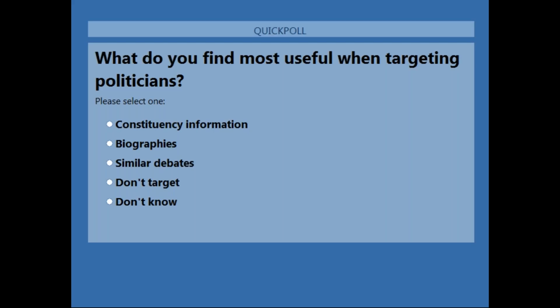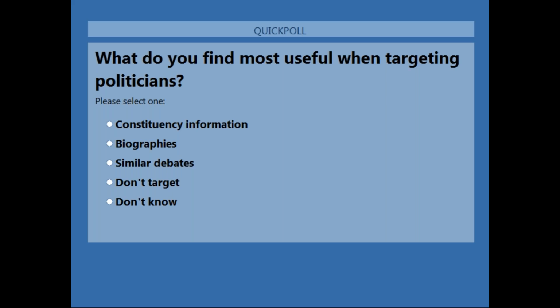So we've got another polling question for you. We were wondering what you find most useful when targeting politicians and what gives you the most information. I'm sure this doesn't have every option that you can use, but a few things that I've highlighted there. Looking at constituency information, is that something you find particularly useful? Are you able to find useful stuff from biographies, in terms of what people have done before, previous jobs, that sort of thing?